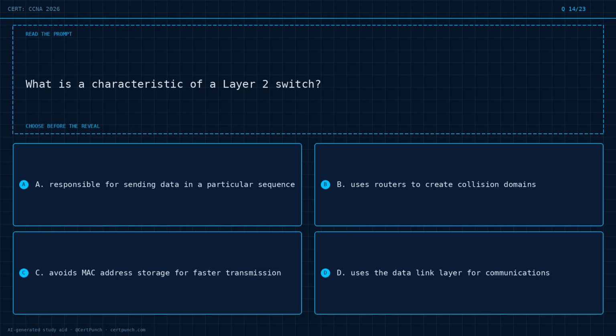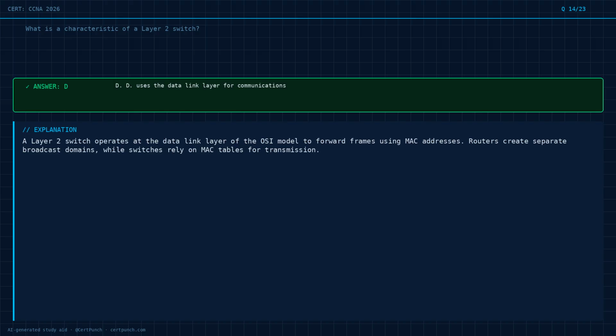Question 14 of 23. What is a characteristic of a Layer 2 switch? Option A. Responsible for sending data in a particular sequence. Option B. Uses routers to create collision domains. Option C. Avoids MAC address storage for faster transmission. Option D. Uses the data link layer for communications. Lock in your pick before the reveal. Trust the read. The answer is option D. Why it works. A Layer 2 switch operates at the data link layer of the OSI model to forward frames using MAC addresses. Routers create separate broadcast domains, while switches rely on MAC tables for transmission.